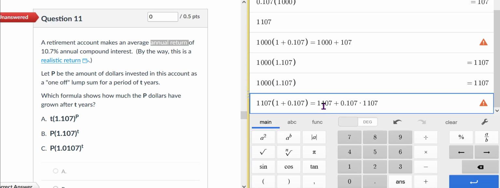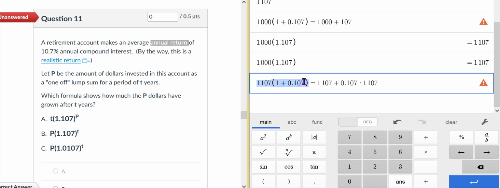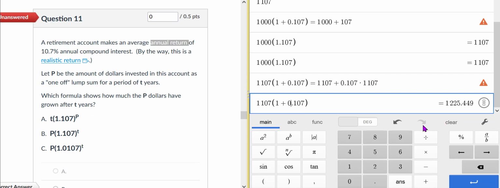So on the second year, you're getting what you had at the end of the first year, plus 10.7% of what was in there at the end of the first year, right? So that's what we'll have after the second year. It's the amount that was in there after the first year times 1.107. Make sense? That's what's in there after the second year.